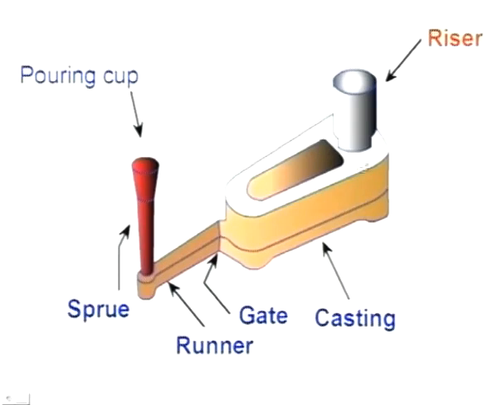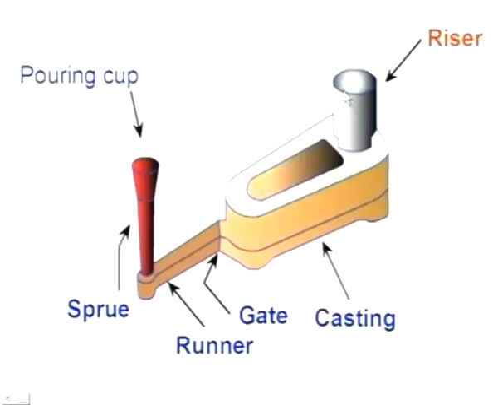One is, it gives us an indication that the cavity is full with the molten metal. And when the molten metal is poured into the mold, hot gases are generated because the molding medium contains moisture. When the molten metal comes in contact with the moisture, hot gases are formed, vapor and hot gases. This vapor and hot gases will escape through the riser. So, that is the second function of the riser.